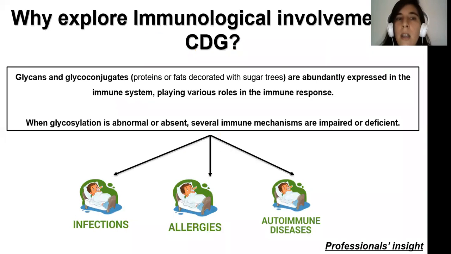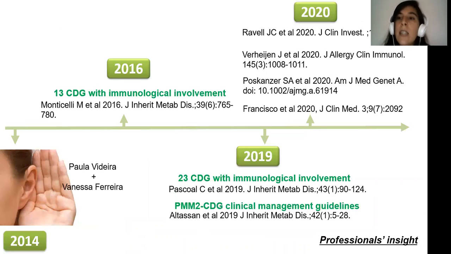So why are we exploring immunological involvement in CDG? Sugar trees, so glycans, decorate many immune cells and proteins, such as antibodies. And defects in this glycan makeup can lead to altered immune responses, which in turn can be associated with infections, allergies, autoimmune diseases, or altered responses to vaccines. And indeed, a growing body of evidence published in the medical literature has been showing that immunological involvement is a clinical feature present across many different CDG types and patients.